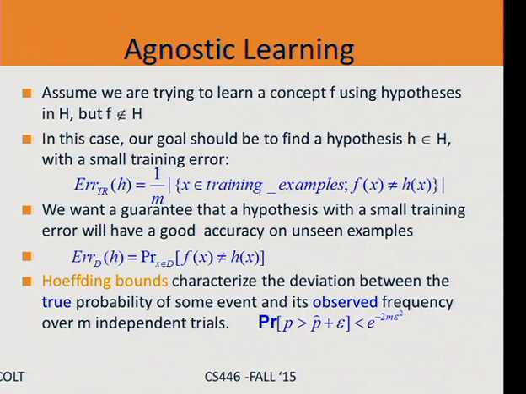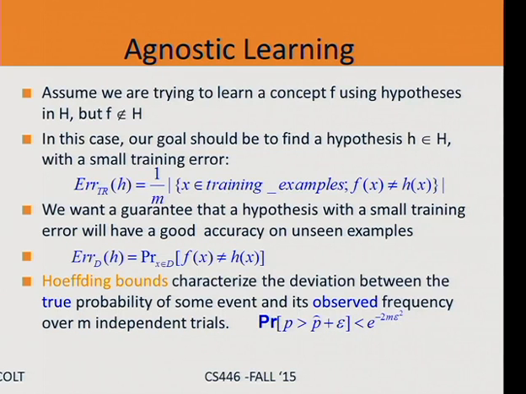So imagine that I give you a coin and I tell you it's a fair coin. You're going to toss it 10 times, 1,000 times. You're going to get some heads and some tails. It's not going to be exactly a half, right? You're going to get, say, 45% of the tosses being heads. So Hoeffding bounds allow us to quantify the gap between what you observe and what the true probability is.